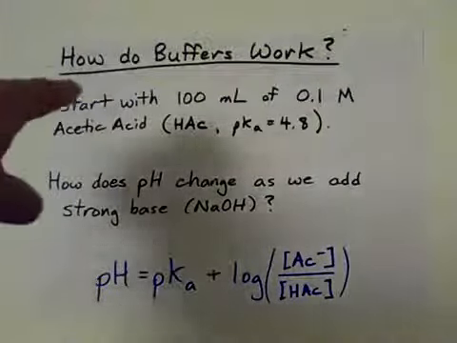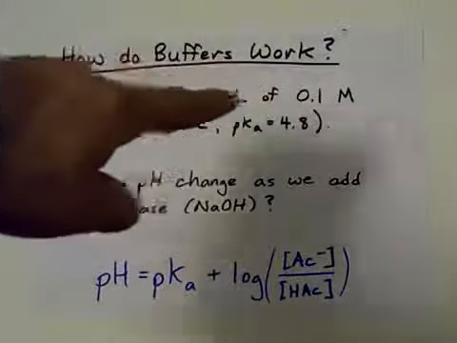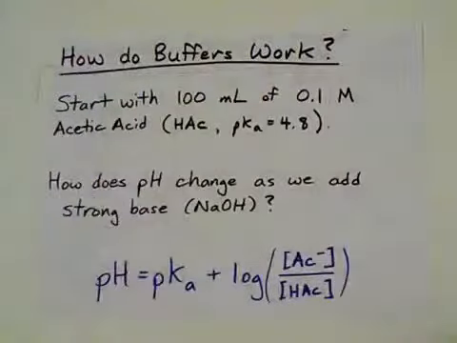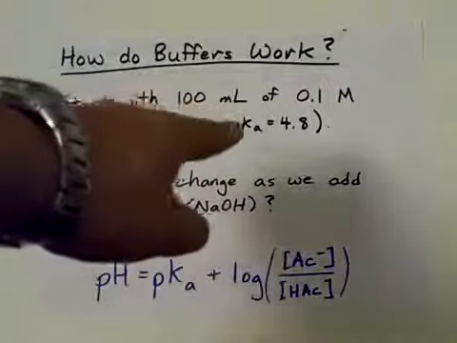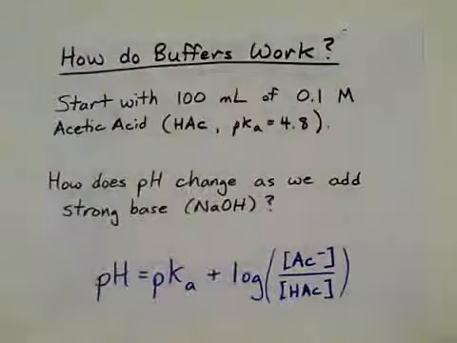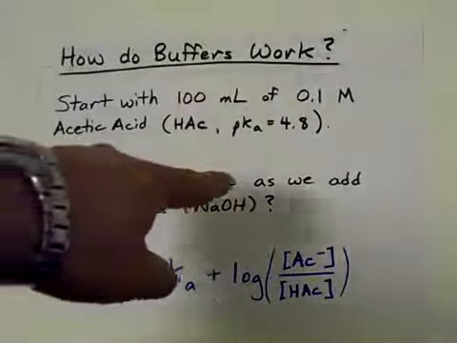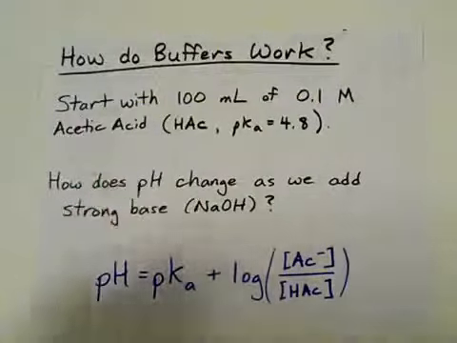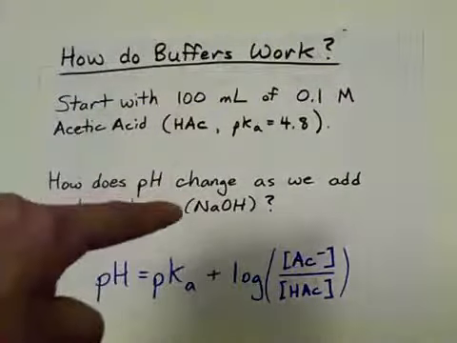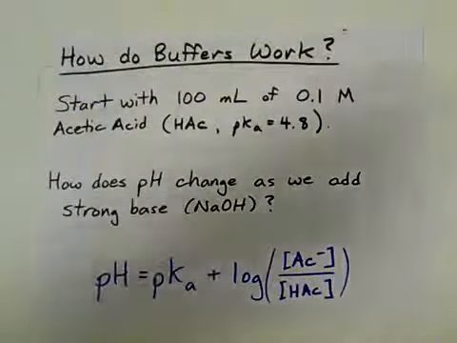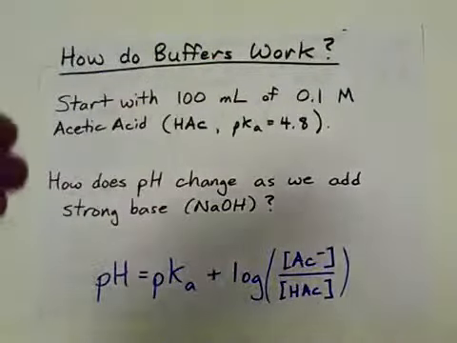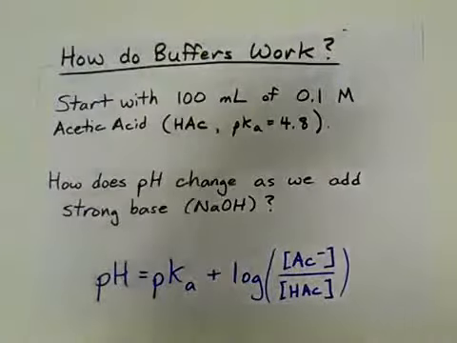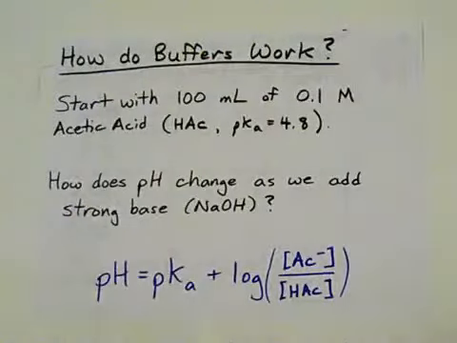Check it. Start with 100 milliliters of 0.1 molar acetic acid, pretty standard. Acetic acid I'm going to write as HAc, and the pKa is 4.8, accepted. How does the pH change as we add strong base NaOH? I'm going to assume we're adding this as a solid because it's going to make my calculations easier. I don't want to have to account for volume changes if we're adding one thing to another.